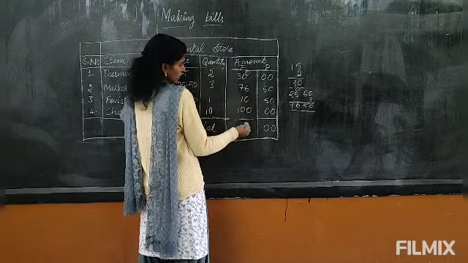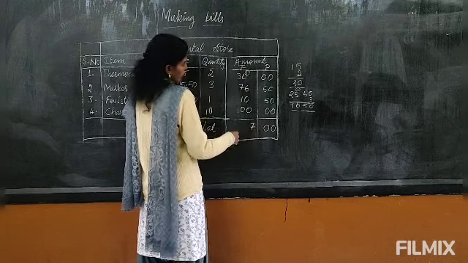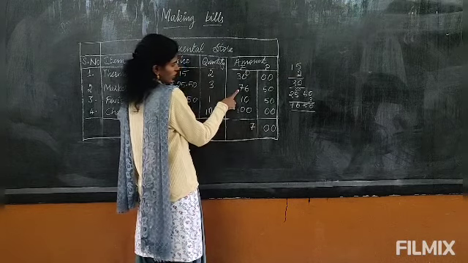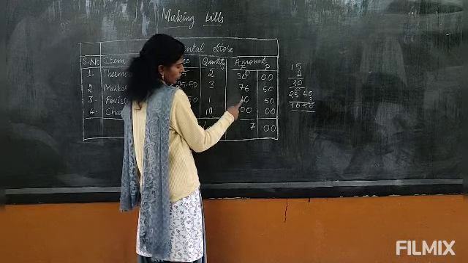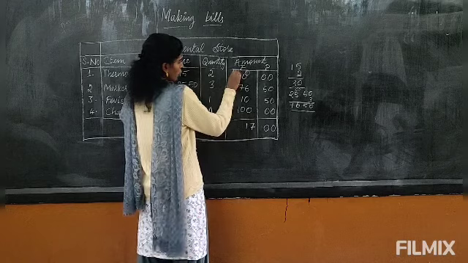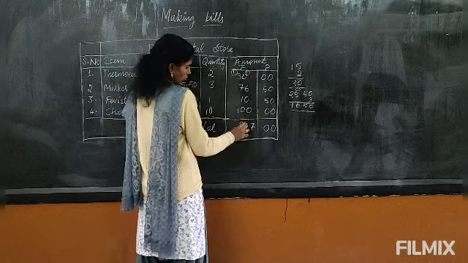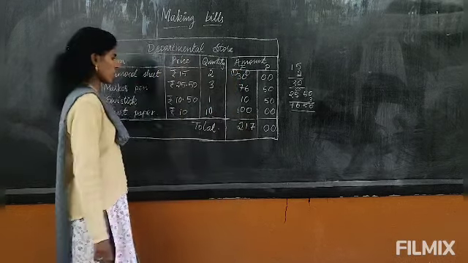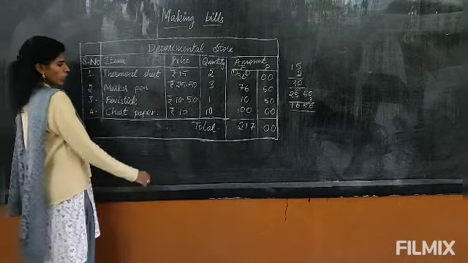Now 1 plus 6, 7. Again 3 plus 7, 10, 10 plus 1, 11. So 1 you will write, 1 you will carry here. Now 1 plus 1, 2. So the amount is 270. Okay, so that is the total amount.